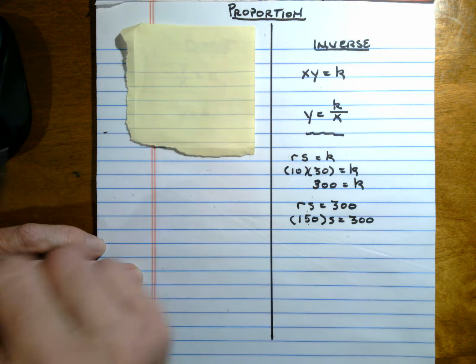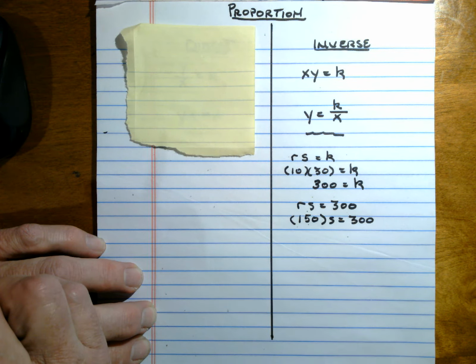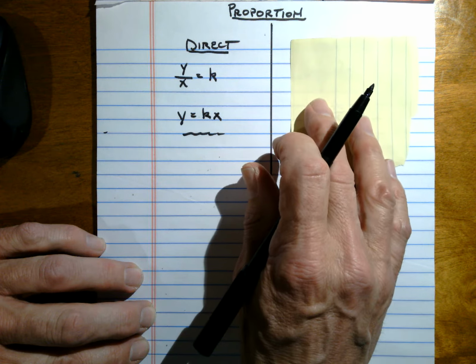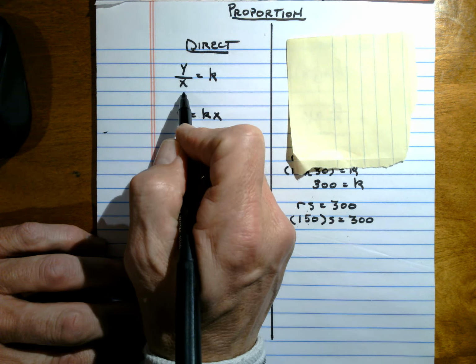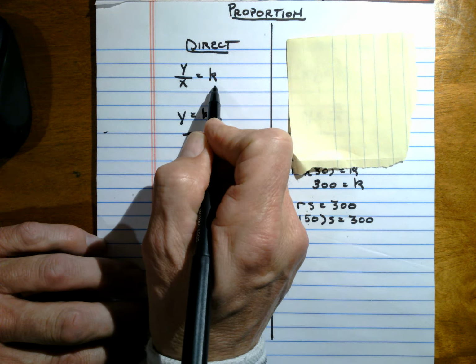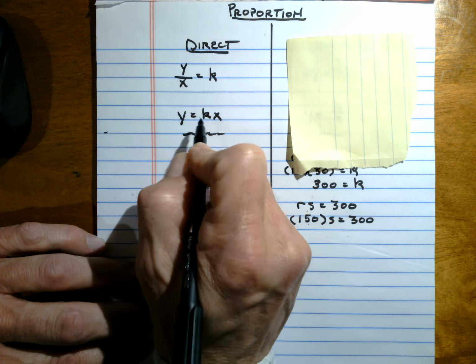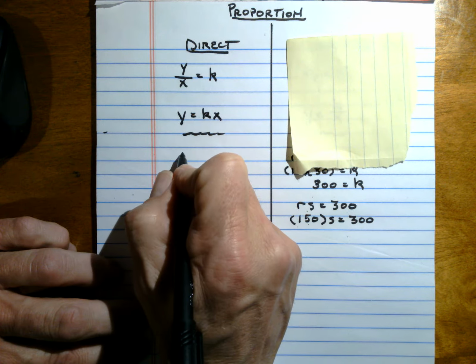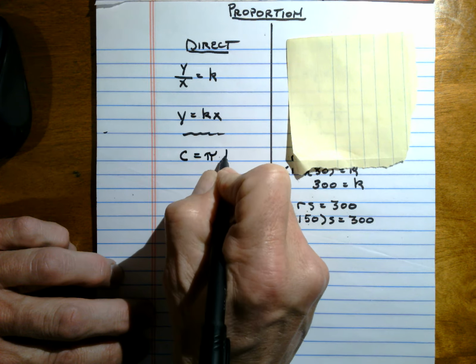When we get down to question 12, it says the circumference C, so it gives us a variable, of a circle is directly proportional to the diameter. So now I know we're dealing with a direct proportion. I know that one variable, when divided by the other, gives us our constant of proportionality, or that one number is always equal to that constant times the other number. And it gives us this formula. It says C is always equal to pi times diameter.